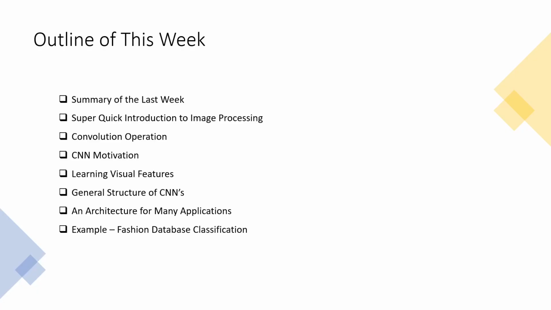So as usual, we will be starting with the summary of last week, and then we will have a very super quick introduction to image processing. I'm not going into the details. We will just understand the concept of a pixel, how we store an image, the matrix representation of an image. And then we will see something called the convolution operation. And then we will see how we can use convolutional neural networks. Then we will make an example on a database called the Fashion database, which looks like our MNIST database.